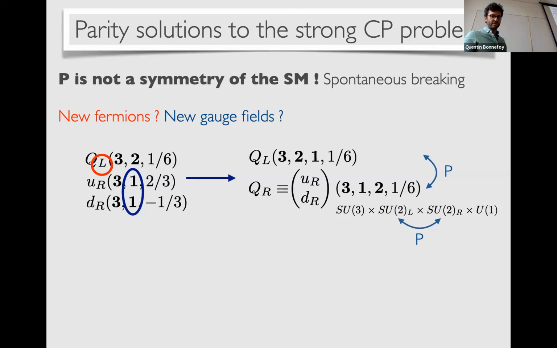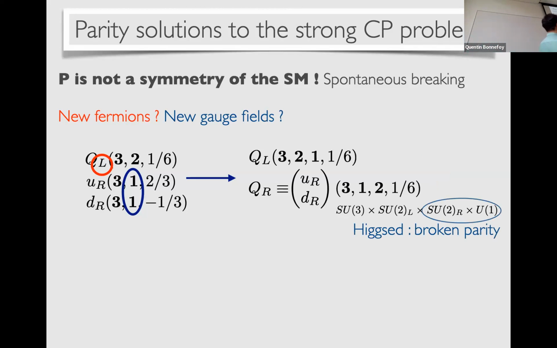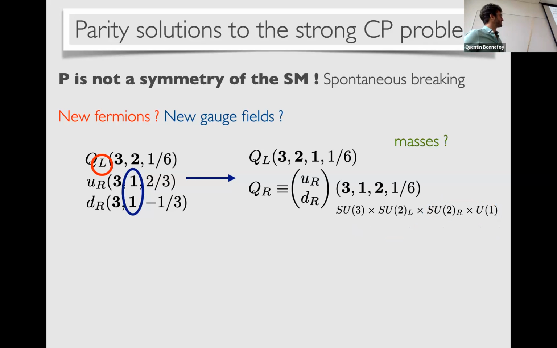Of course, we're not observing those additional gauge bosons, and we have to Higgs that group down to the U(1) we're observing. And by Higgsing that gauge group, we are effectively spontaneously breaking parity. So that's one direction that people follow, which defines the so-called left-right models, in which you can impose parity and therefore solve the strong CP problem. There's only one issue.